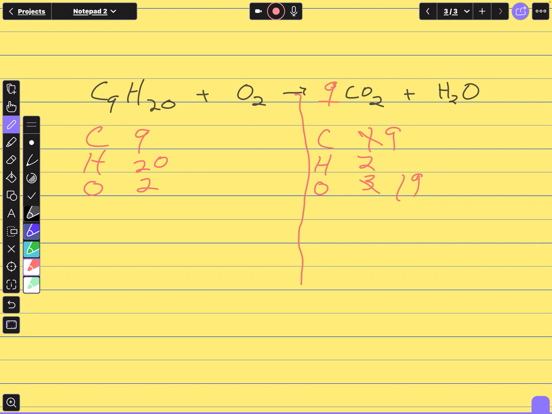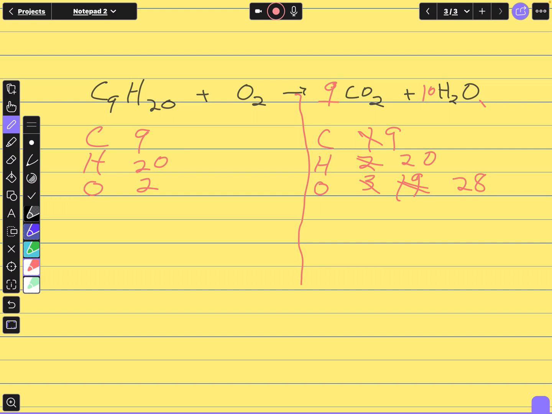So next I want to balance my hydrogens. That would be easiest to balance. I got 20 on the left, I need 20 on the right. I need to put a 10 right here. That would give me 20 hydrogens. It's going to change my oxygens. With the carbon dioxide there, I got 9 times 2, 18, plus I got 10 more there with the H2O. 10 times 1 is 10. So that's 18 plus 10 gives me a total of 28.